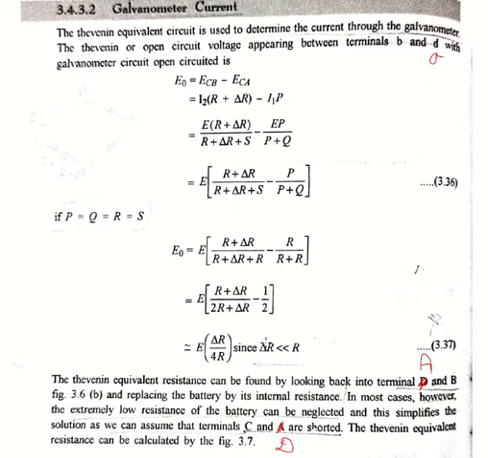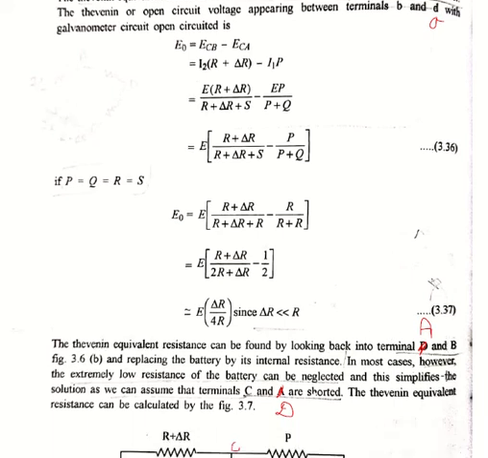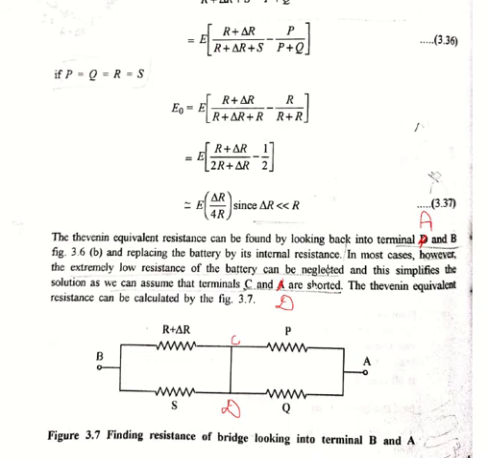Now coming to the RTH. The Thevenin equivalent resistance can be found by looking back into the terminals A and B and by replacing the battery by its internal resistance. In most cases, however, the extremely low resistance of the battery can be neglected, and this simplifies the solution. So we can assume that the terminals C and D are shorted. We have shorted the battery terminals because the battery is connected between C and D in our Wheatstone bridge. So we have shorted the connection of the battery. The Thevenin equivalent resistance can be calculated from this diagram.